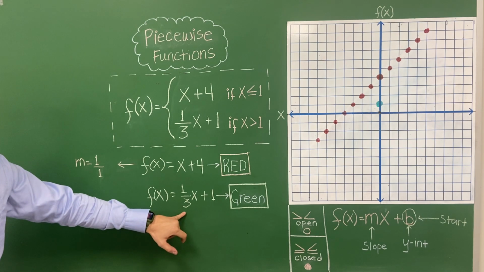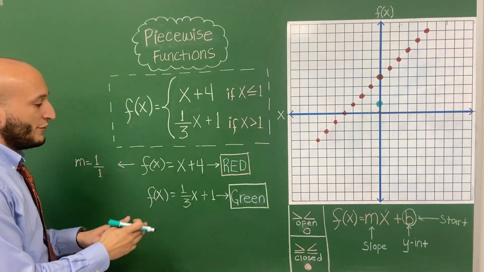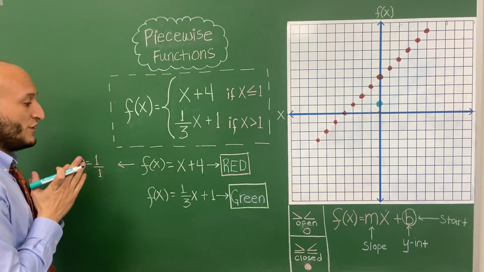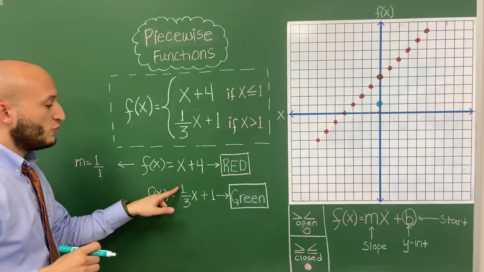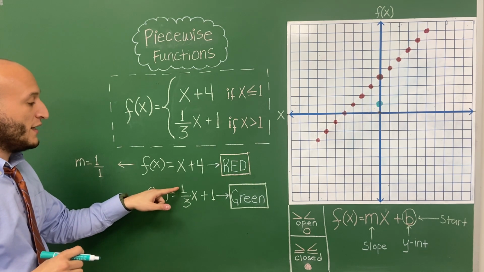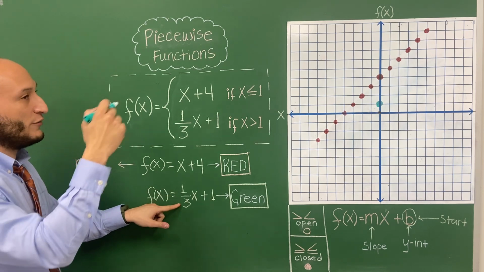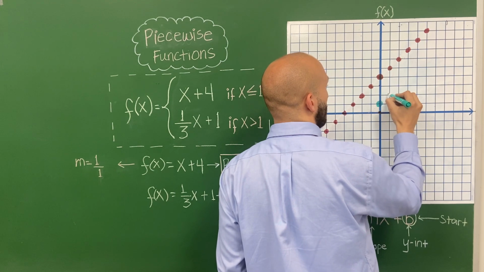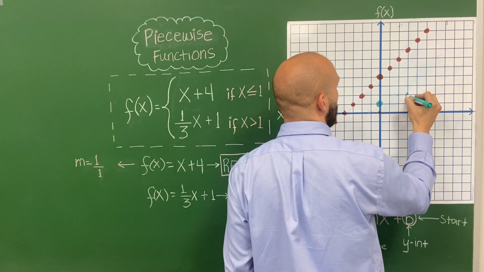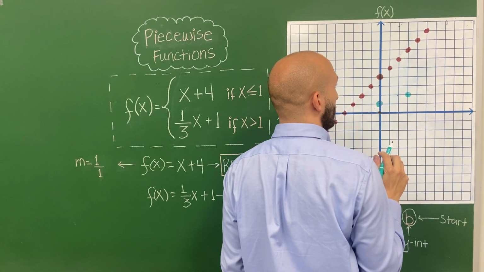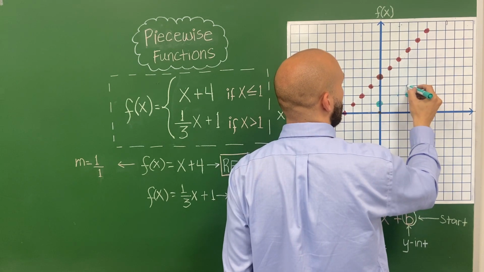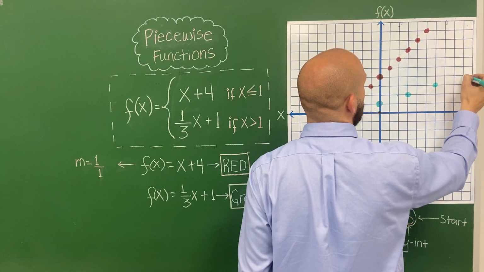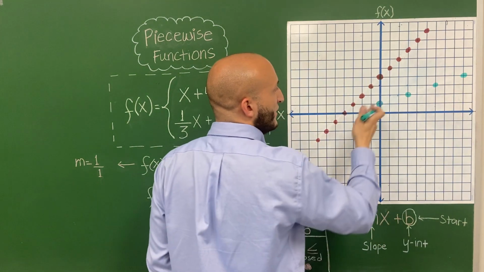Then we take a look at the slope. My slope is 1 over 3. It's positive, so remember my slope is going to go in an upward trajectory. So I'm going to rise 1, run 3, or move up 1 to the right 3. 1, 2, 3. And that's where my point will be. And you see this trajectory?